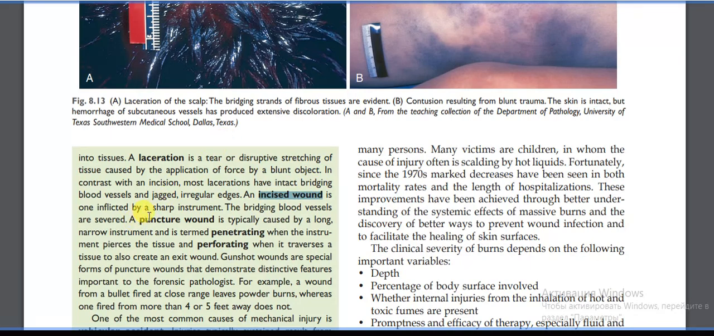Okay, puncture wound. A puncture wound is typically caused by a long, narrow instrument. It is penetrating when the instrument pierces the tissue, and perforating when it traverses the tissue to also create an exit wound.